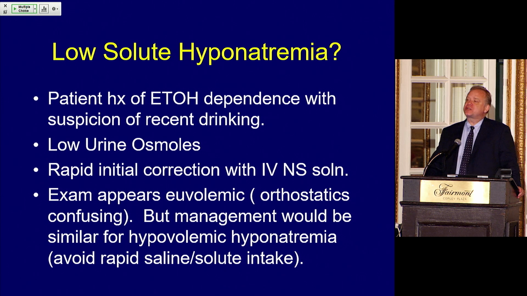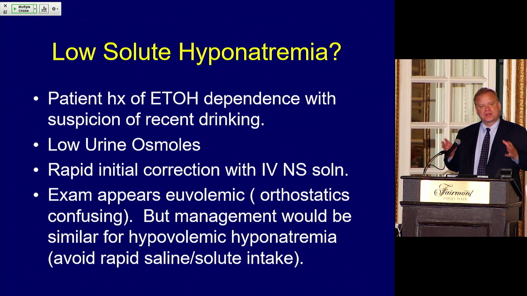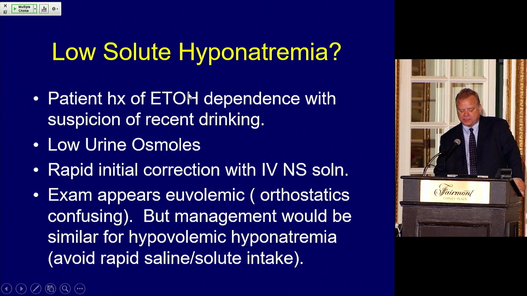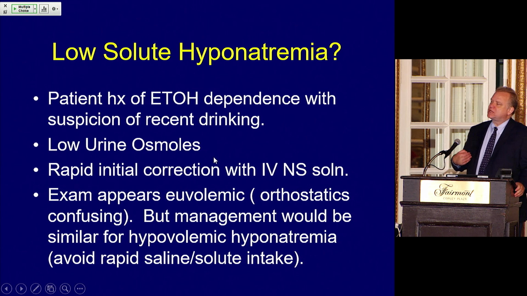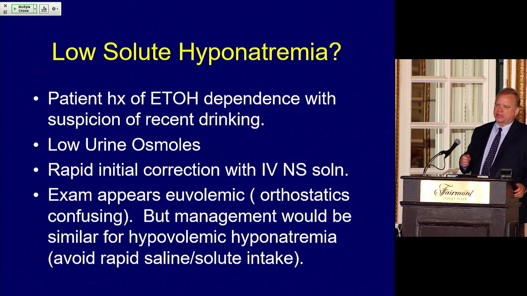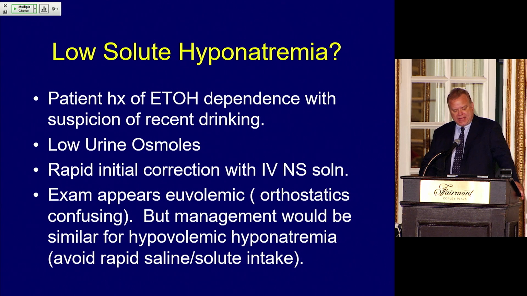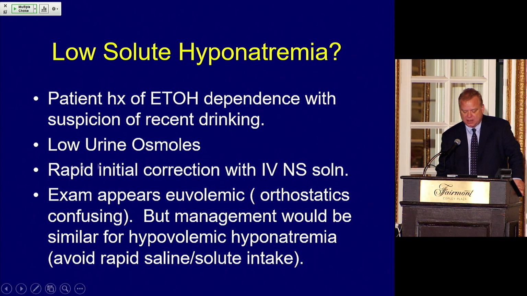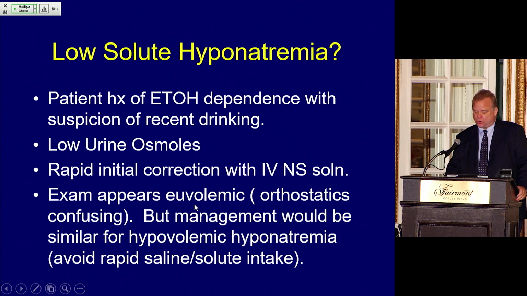So this brings up this question of low solute hyponatremia, which I think really does need to be considered separately from other forms of hyponatremia, because this is probably vasopressin-independent hyponatremia. Typically, this is patients with a history of alcohol dependence with a suspicion of recent drinking. They typically have low urine osmols. Here, the urine osmolality was relatively generous. It was 220. They have a rapid initial correction with IV saline and with eating. And in this particular patient, he was euvolemic with slightly confusing orthostatics.